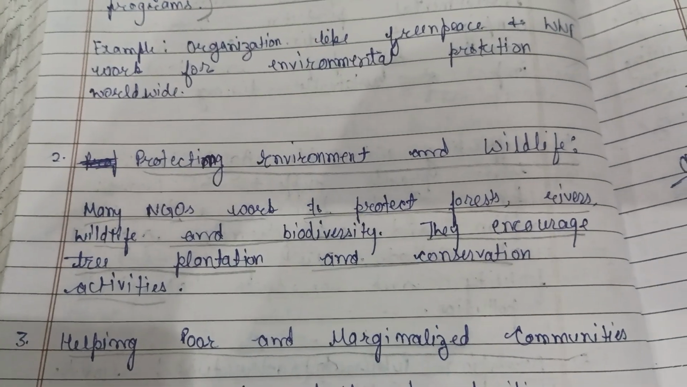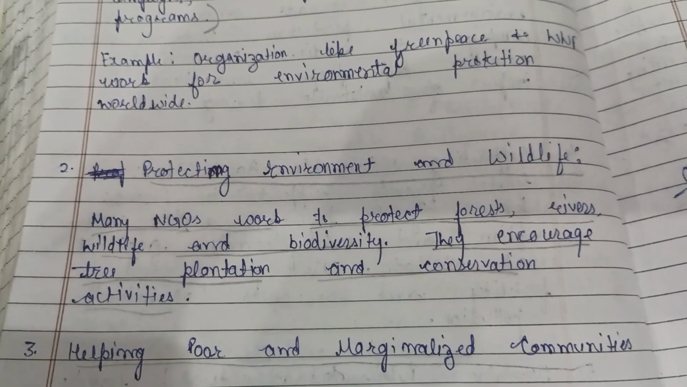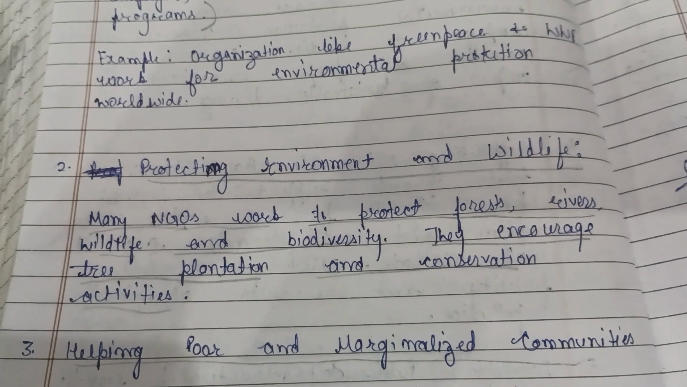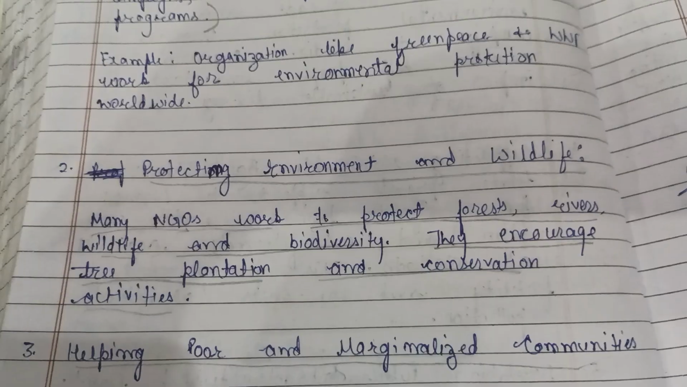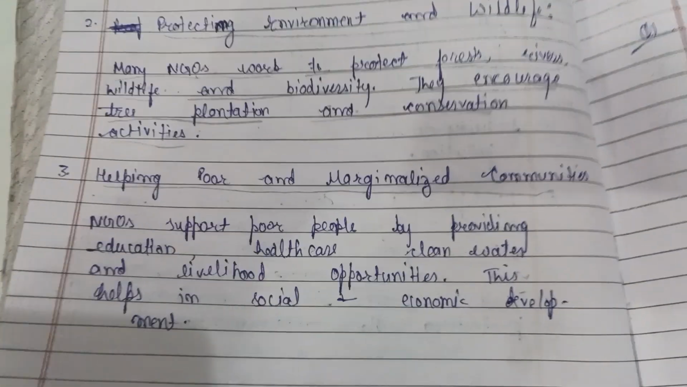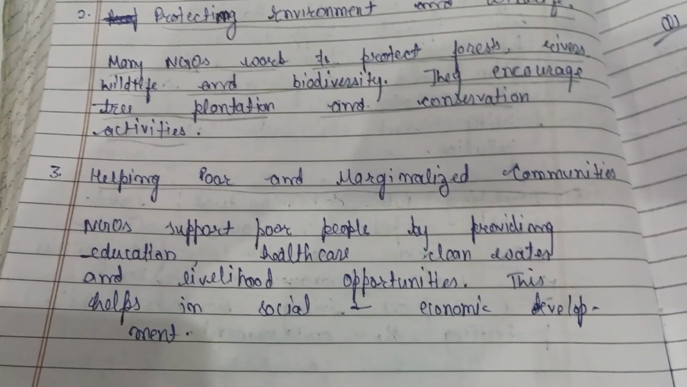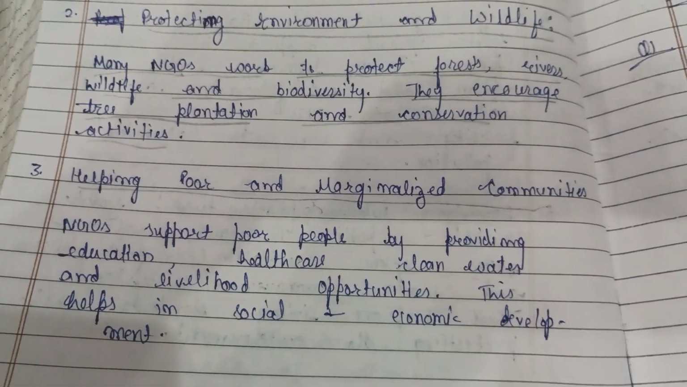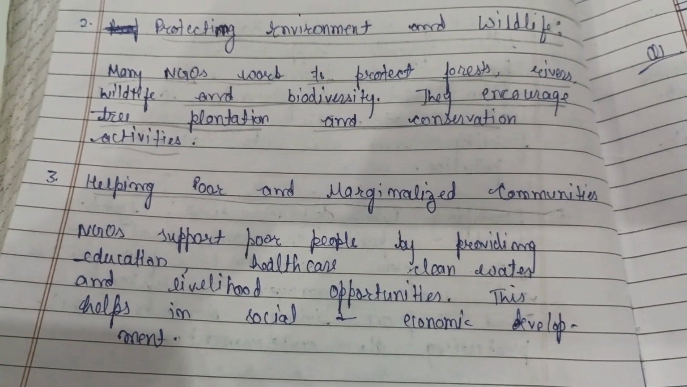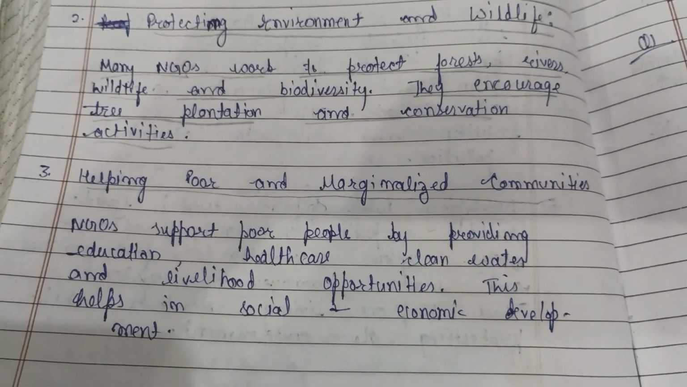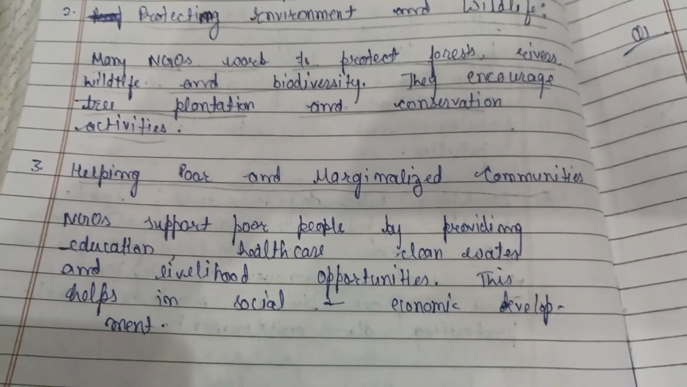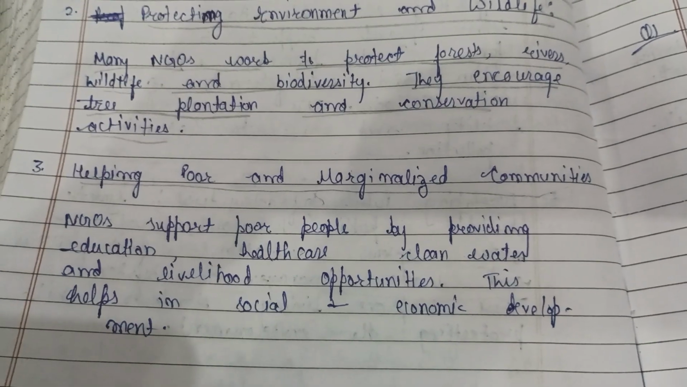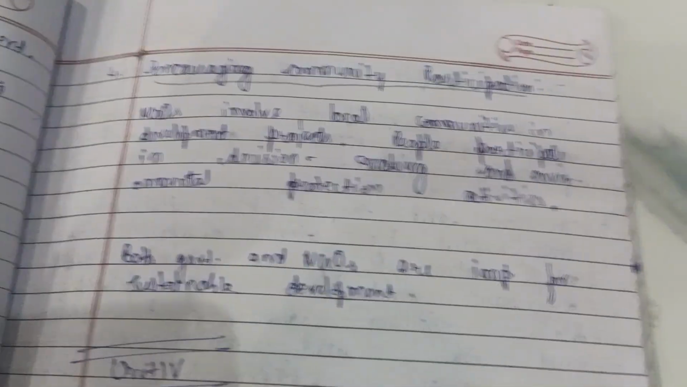Many NGOs work to protect forests, rivers, wildlife and biodiversity. They encourage tree plantation and conservation activities. Helping poor and marginalized communities. NGOs support poor people by providing education, healthcare, clean water, and livelihood opportunities. This helps in social and economic development.